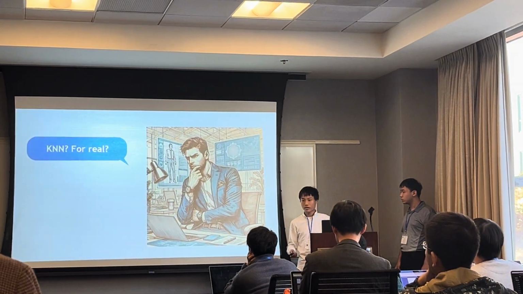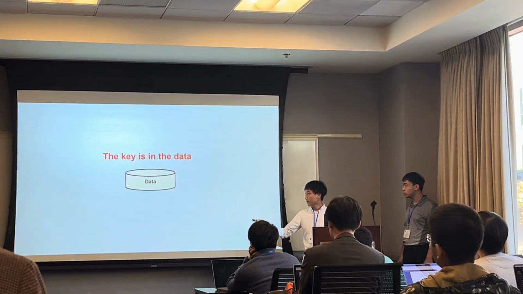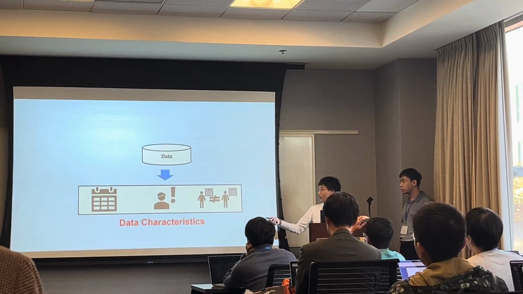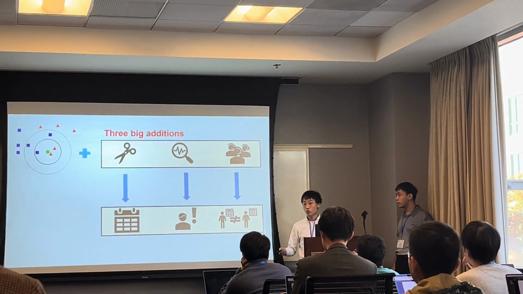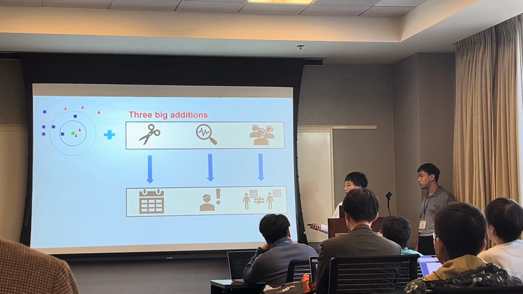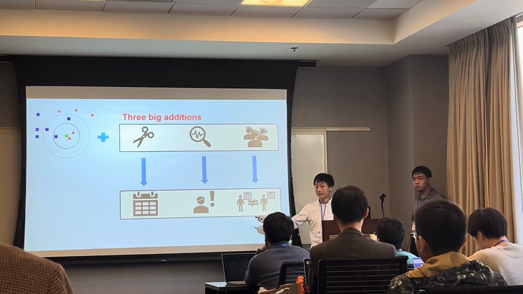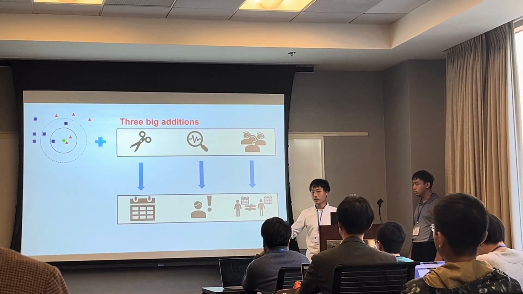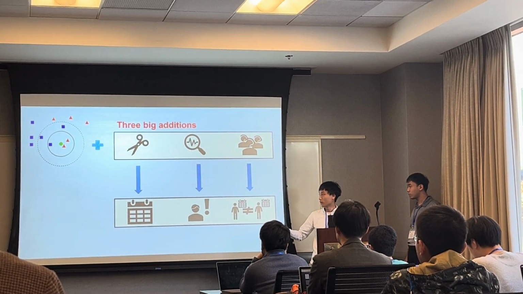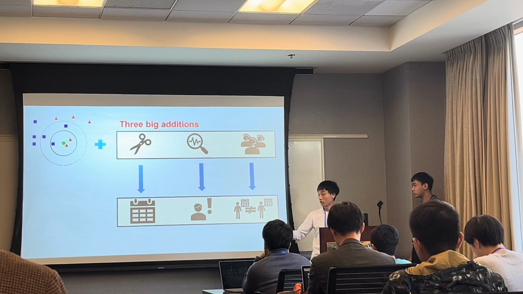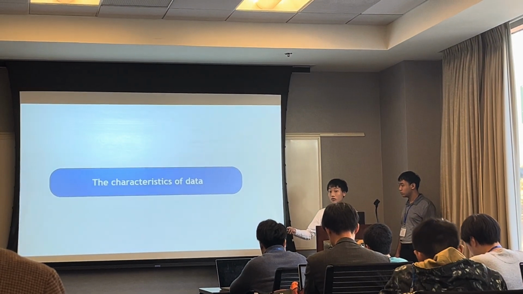Some of you might be wondering why we chose K for the selected method. Well, the key actually lies in the data. We found three major data characteristics from the data, and we add three big additions, each of which is specifically designed to address the data characteristic problems. We add the additions to the K-means model, so it comes with more additions and is different from the traditional K model. I'm going to let another presenter detail the data characteristics.